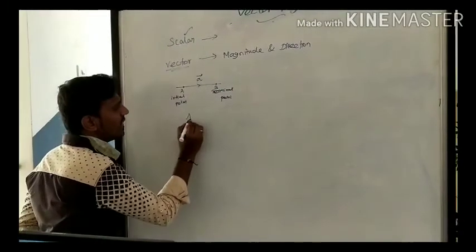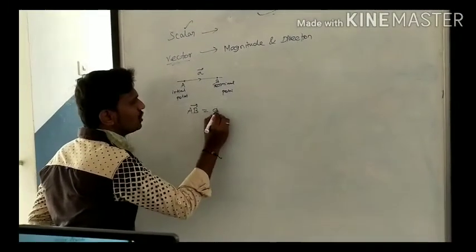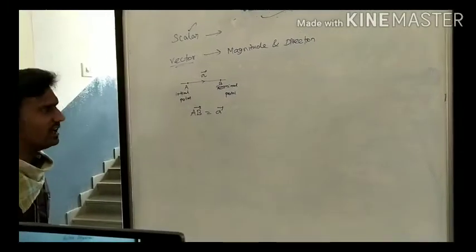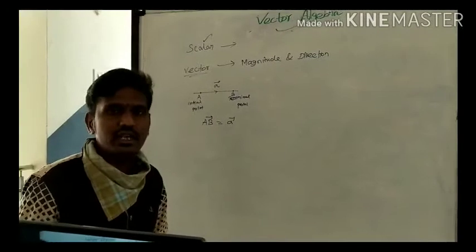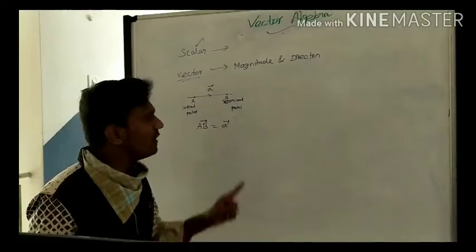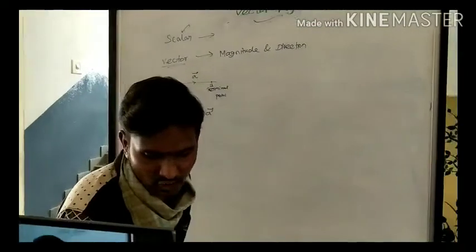When the vector AB, which is equal to A, so that is one vector which is represented by A as the initial point and B as the terminal point. Okay. Have you understood this? Okay. Now next.